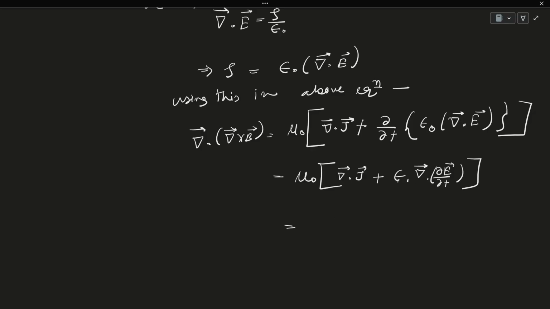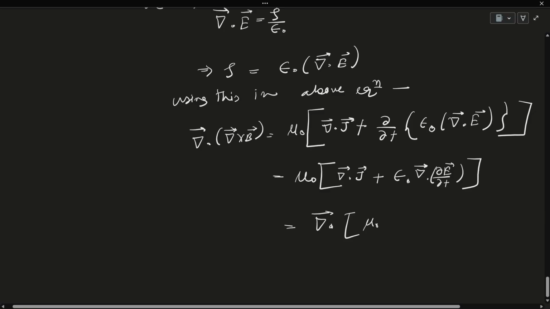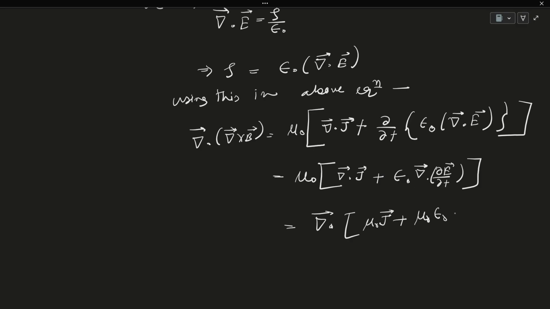So now what can I write? Since these terms are constant, it doesn't matter whether I write them inside the divergence term or outside. So what can I write? Del of mu naught J plus mu naught epsilon naught. This mu naught will also be multiplied with this term. So mu naught epsilon naught del E del t.